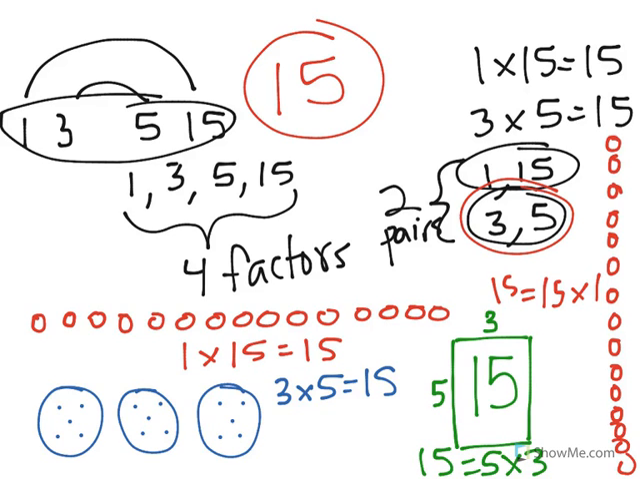So this is really showing all of the different ways that Taj could organize his cars, and we did this by using a factor rainbow to organize all of our factors.